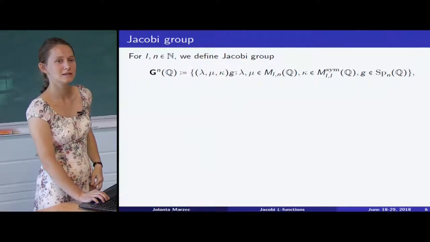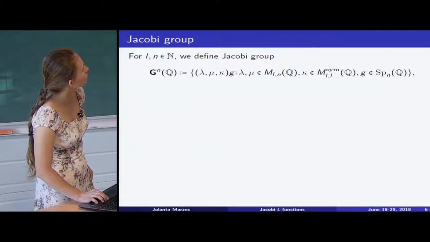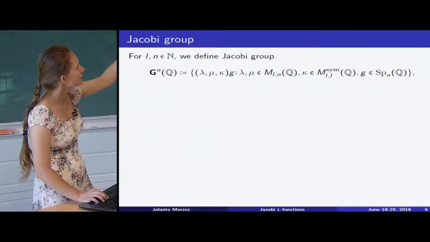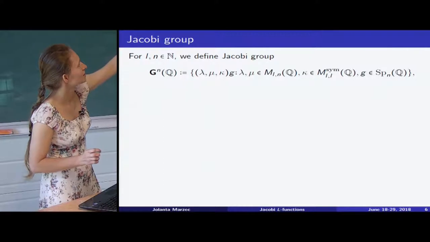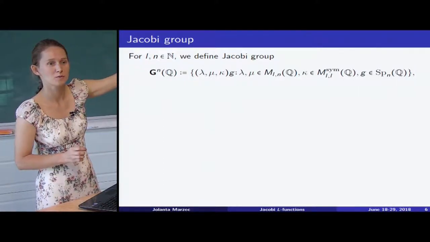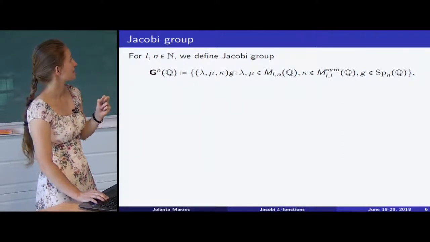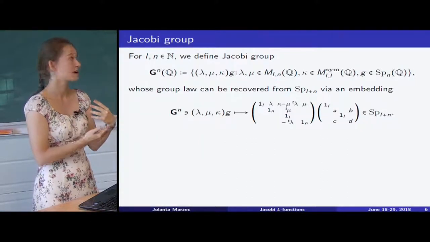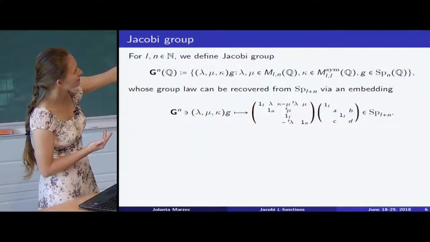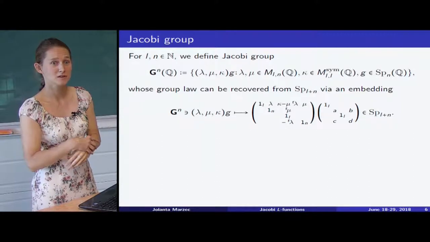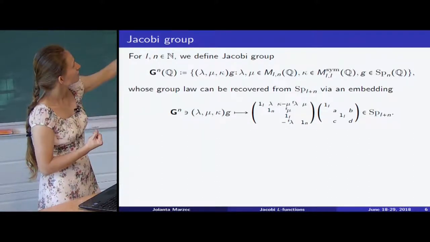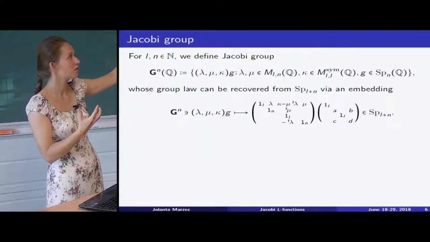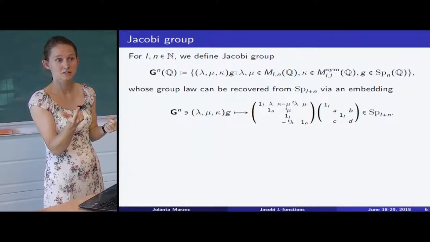Its definition is a bit strange and complicated, and you don't really want to look at this, because the elements of Jacobi groups are triples of certain matrices, and this triple is multiplied by an element of a symplectic group. However, if you don't like this exposition, you can also view the elements of a Jacobi group as elements of a symplectic group. Via this embedding, and there are various ways, by the way, to embed a Jacobi group into symplectic matrices, you can recover the group law on the Jacobi group from multiplication of symplectic matrices.